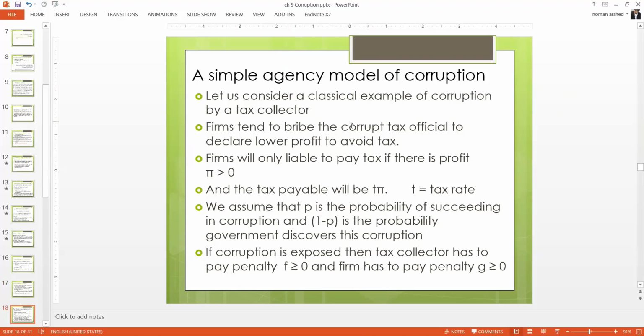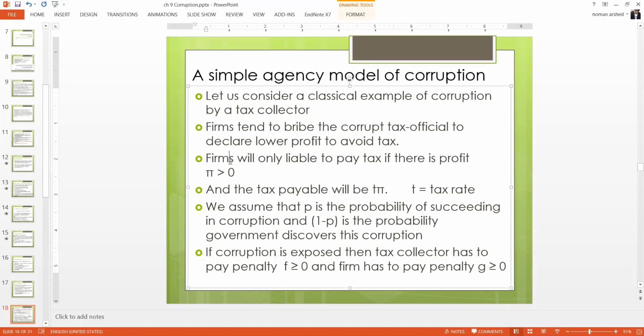Firms tend to bribe the corrupt tax official to declare lower profit to avoid tax. So firms bribe the tax official so that he can write that the firm has low profit so that they don't have to pay higher tax.